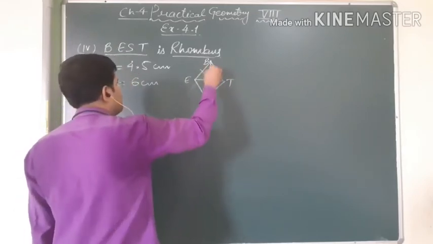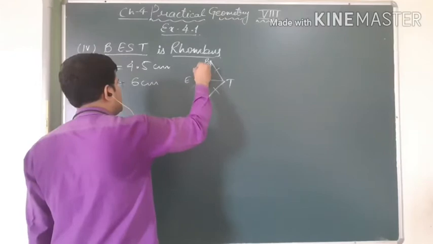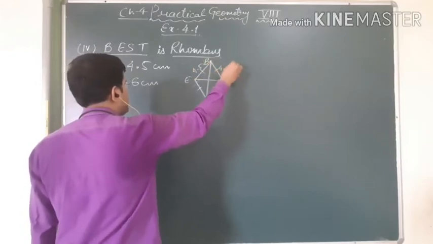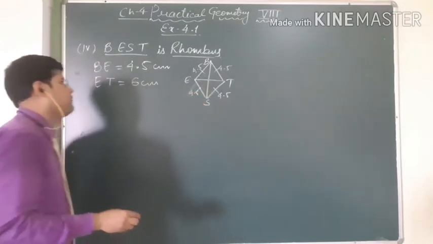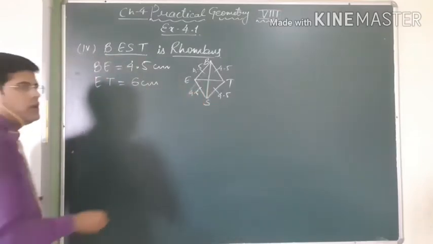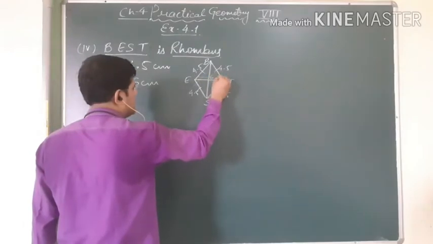So the 4 sides are equal. This one is 4.5, this one also is 4.5, this one refers to 4.5, and this one also refers to 4.5, and the diagonal ET is equal to 6. Now this is referring to 6 cm.